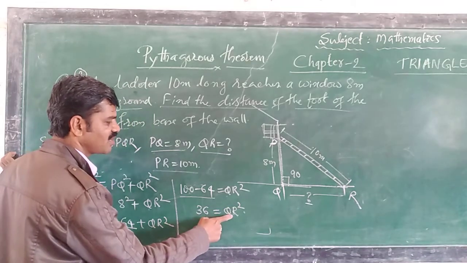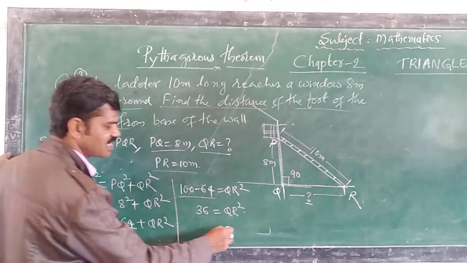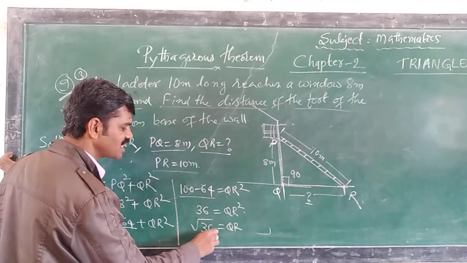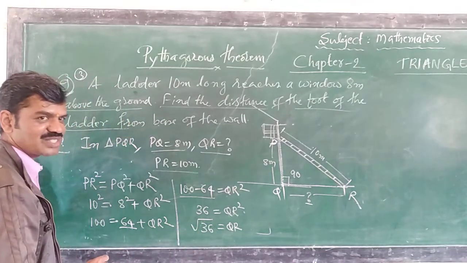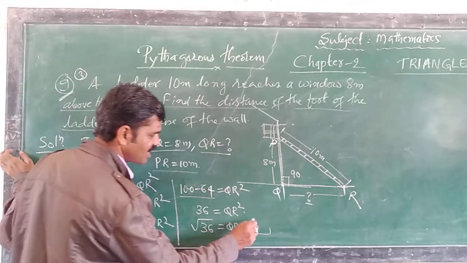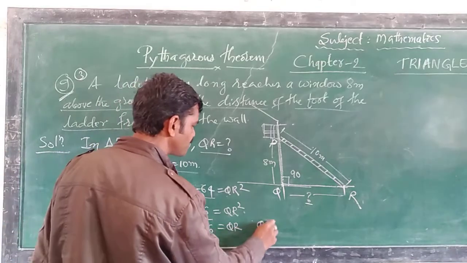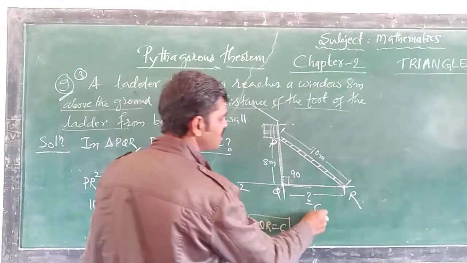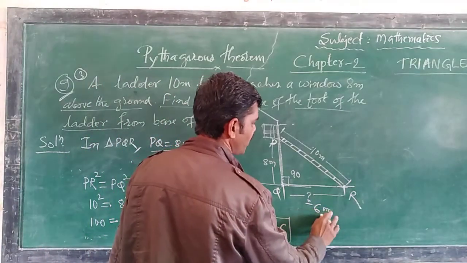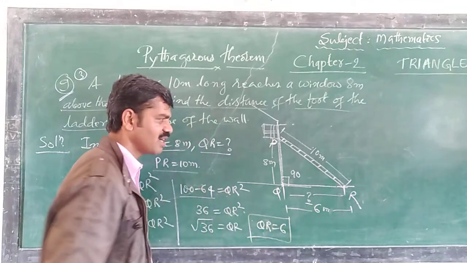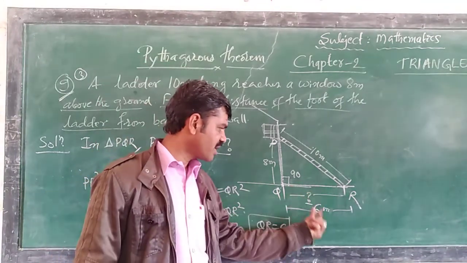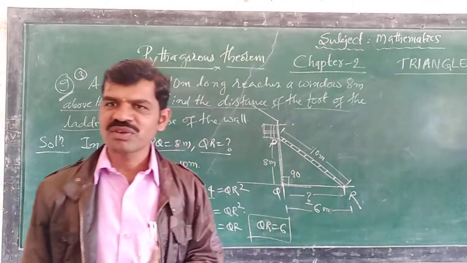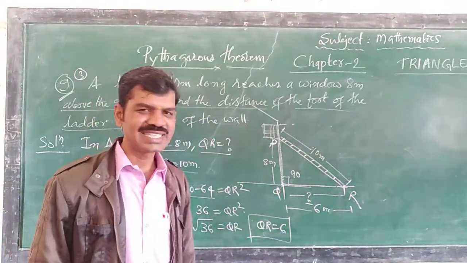Then if QR square is equal to 36, then what is QR equal to? Therefore, QR is equal to plus or minus 6. We take only the positive value. Then the value of QR is 6 meter. The distance from the foot of the ladder to the foot of the wall is 6 meter.